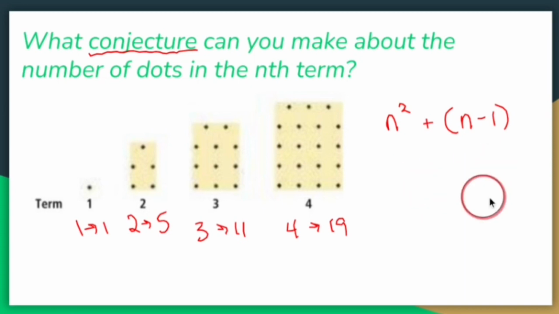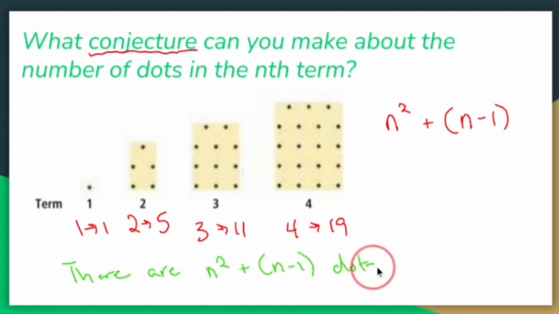So let's put this in a nice little statement. What conjecture can you make of the number of dots? There are n squared plus n minus 1 dots in the nth term. We'll write that there because I ran out of space. But yeah, that's what a conjecture means in this case. So this required us to think a little bit harder, and we did, and we got it right. Good job, everybody.